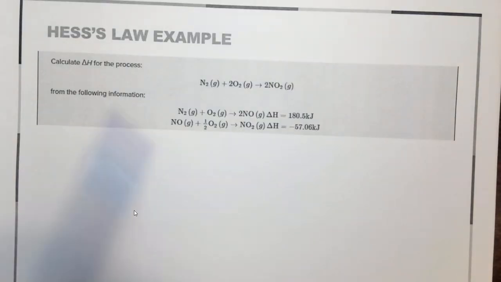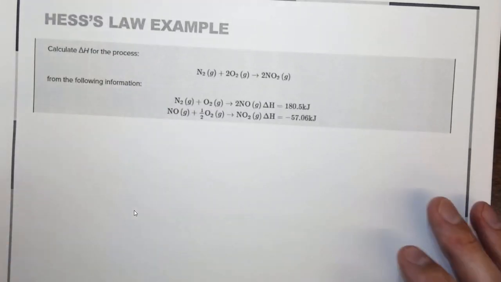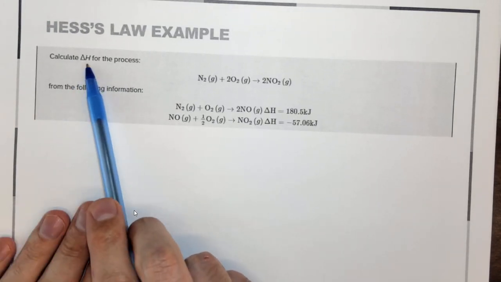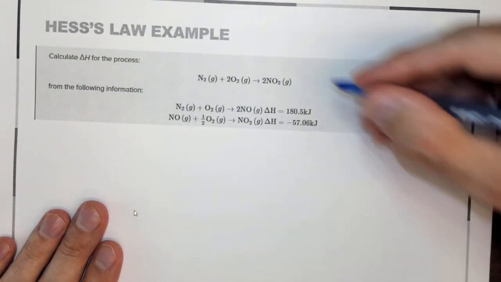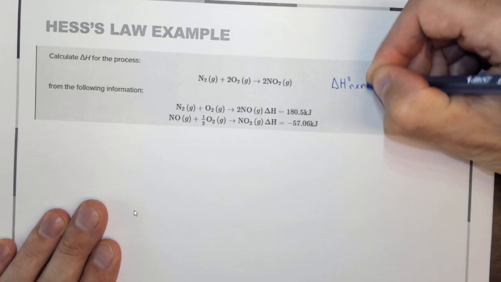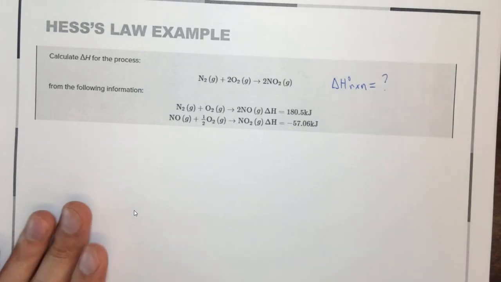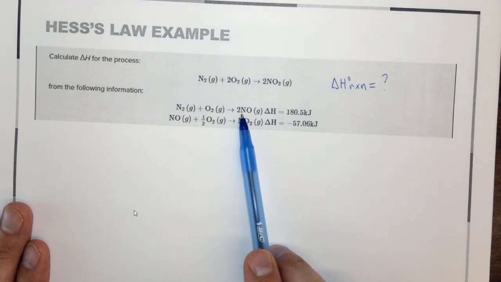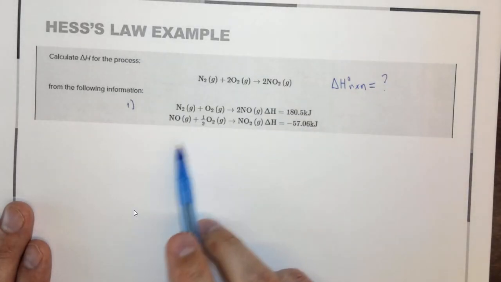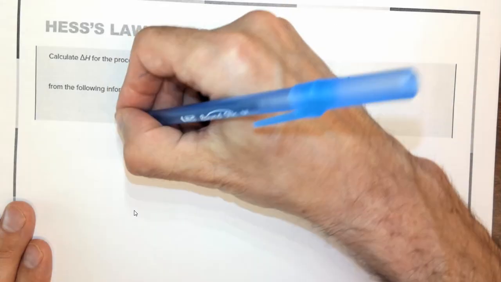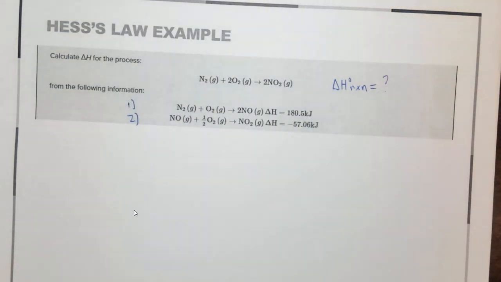Let's look at another example of Hess's law that isn't quite as straightforward. So here, I want to calculate the enthalpy of the reaction for this product. So my goal is to find delta H of the reaction. What is that equal to? So that's my goal. And I have the following information. I have N2 plus O2 yields 2NO, and I have the enthalpy of the reaction. I'm going to call that reaction 1. I also have NO plus half an O2 yields NO2, and I'm going to call that reaction 2, and I have the enthalpy of that reaction.